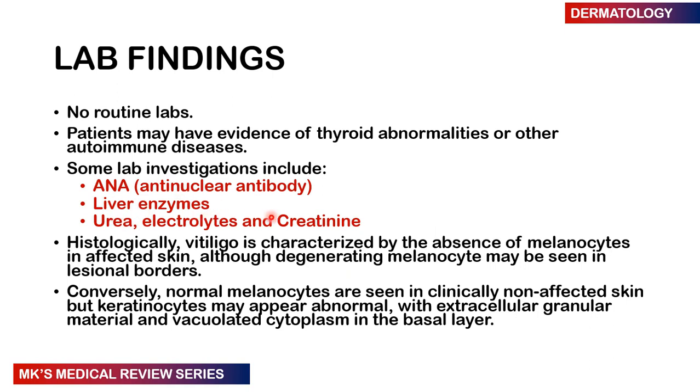When you actually get a histological sample of the skin, vitiligo is actually going to show you that in those areas that are affected, you don't have any melanocytes in the affected skin, although you may sometimes see some degenerating melanocytes, especially in the border of the lesions. Then conversely, you may actually have normal melanocytes that are seen in clinically non-affected skin, but the keratinocytes may actually appear abnormal. They may actually have this extracellular granular material or vacuolated cytoplasm in the basal layer.